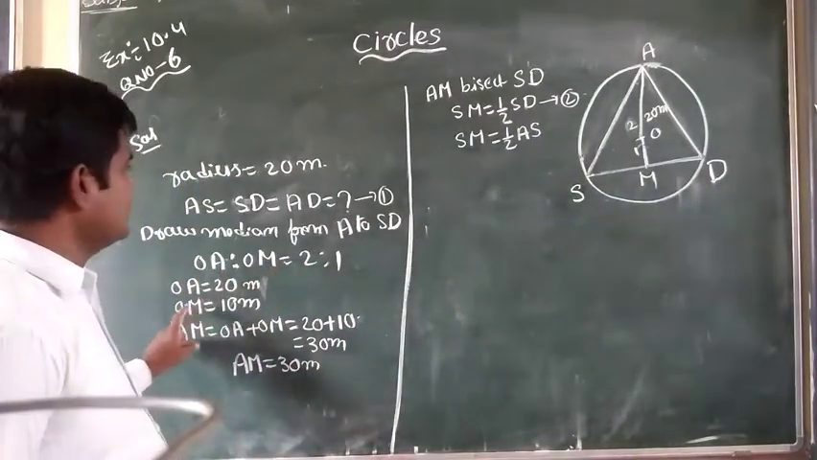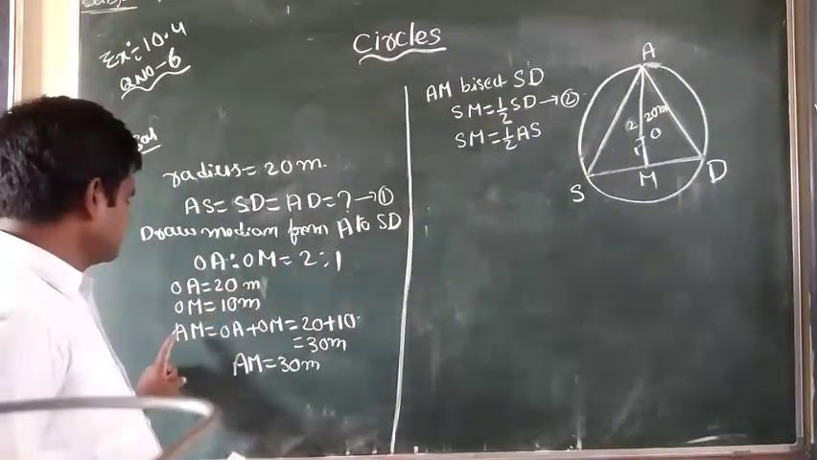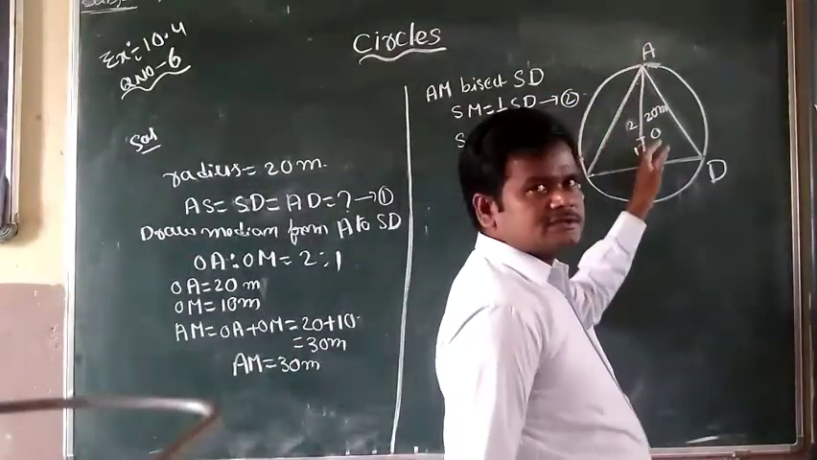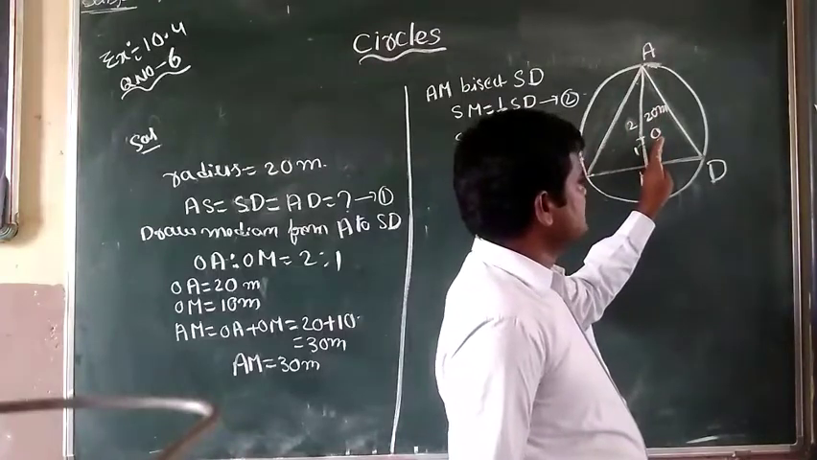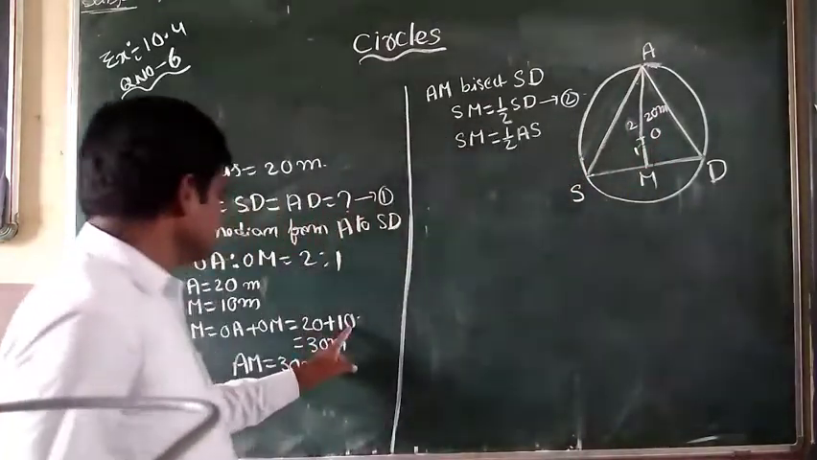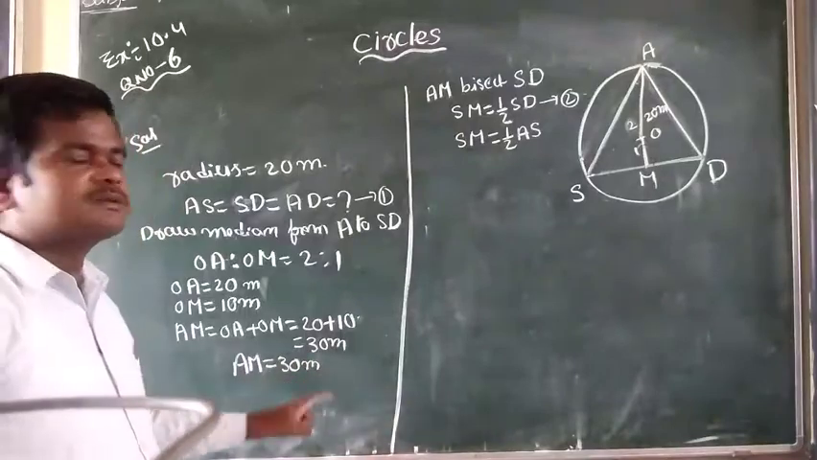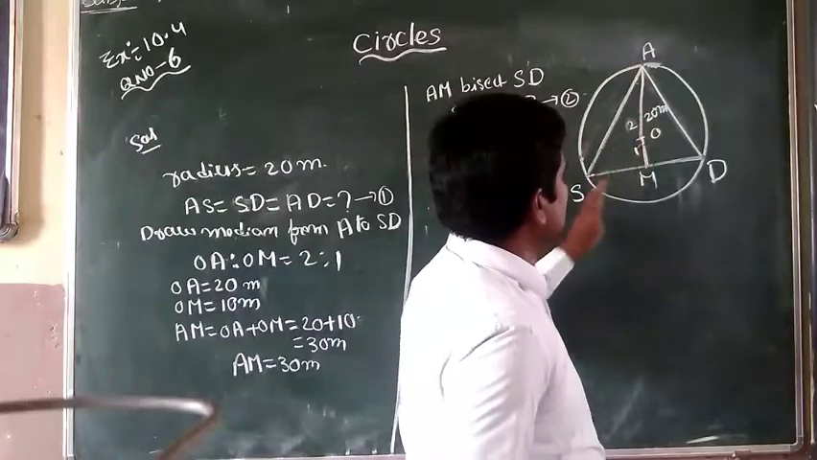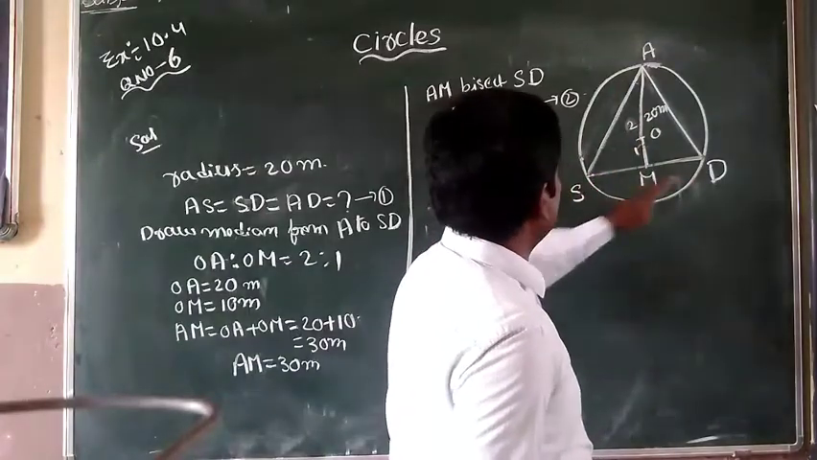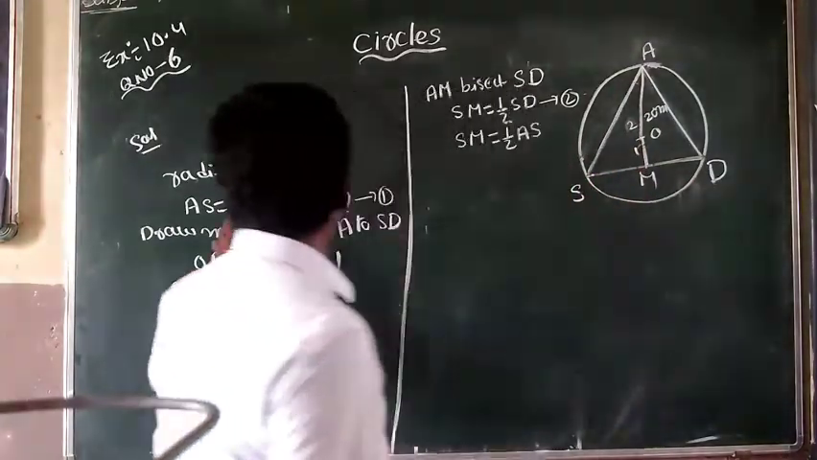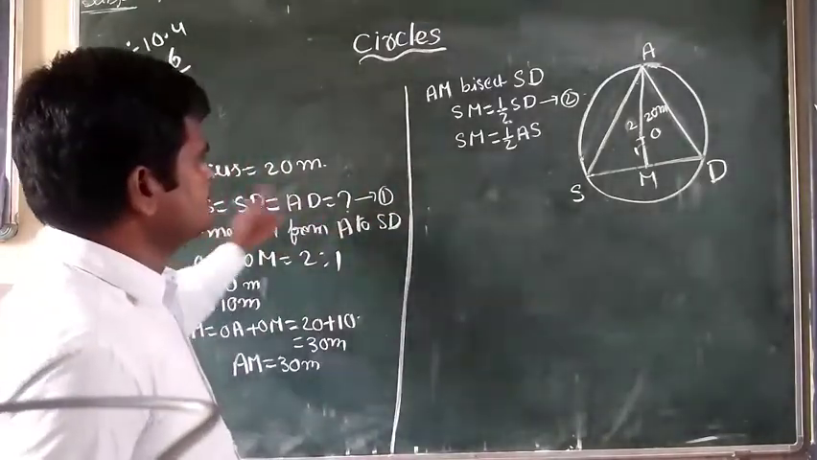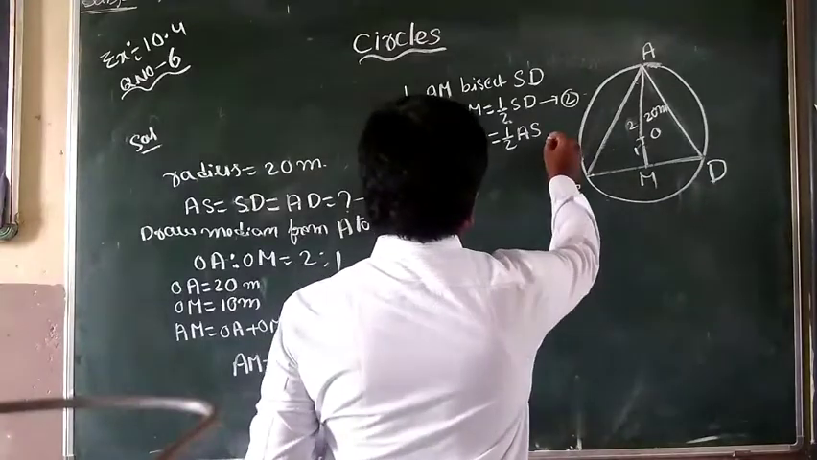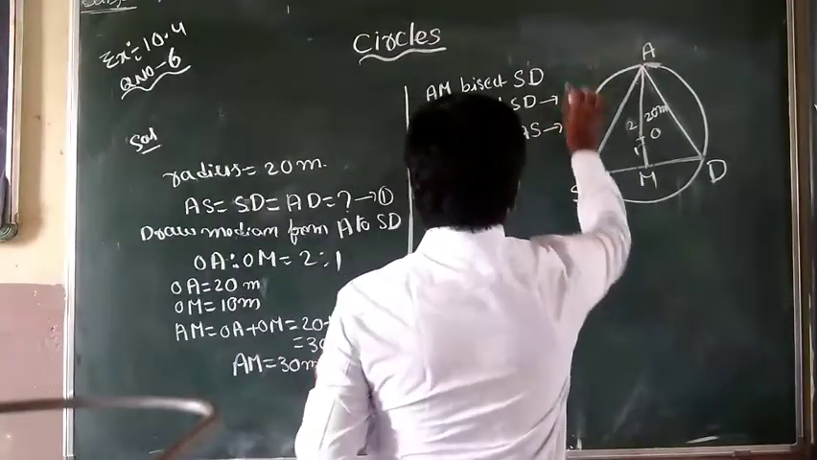OA equal to 20 meters, then OM equal to 10 meters. So the length of AM is the complete length: 20 plus 10 equals 30 meters. AM equal to 30 meters. Since AM bisects SD, SM equal to half of SD, and SD equal to AS, so SM equal to half of AS. This is equation number 2.